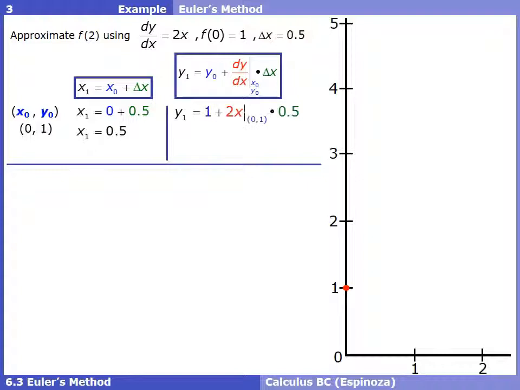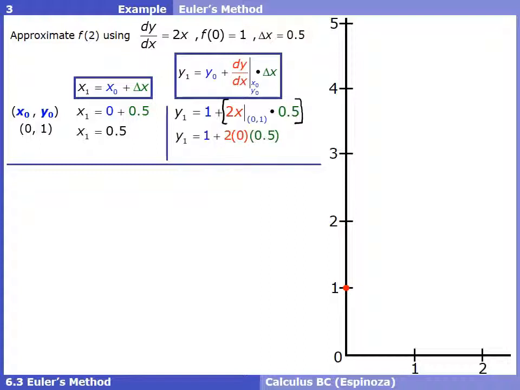Okay, so how do we find the new y value, y1? Well, we're going to take the old y value, which is 1, and add to that the derivative, which is 2x, evaluated at our point (0, 1), times our change of x, which is 0.5. And again, I need to emphasize that all of this needs to be done together first before we add 1.